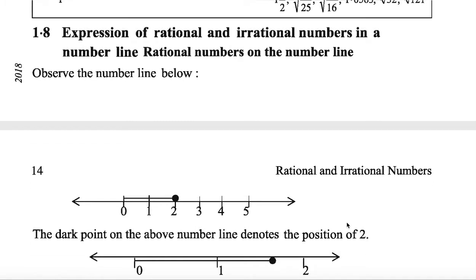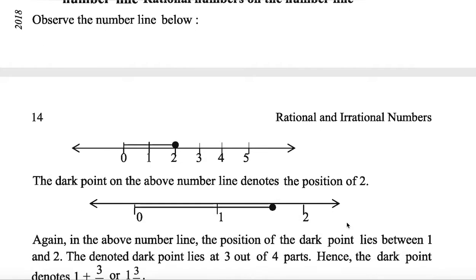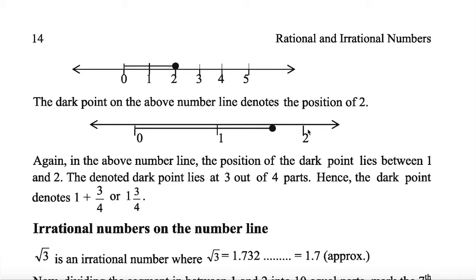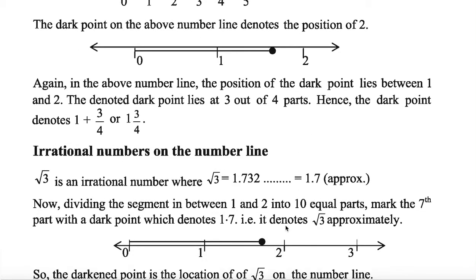Expression of rational and irrational numbers on a number line. Rational numbers on the number line first. The dark point of the above number line denotes 2. Here it is 1.5 maybe. It lies between 1 and 2. You got the point. Between 1 and 2, depending upon the number of divisions here, you can place this value, by putting the number of divisions. That is how you can represent a rational number.